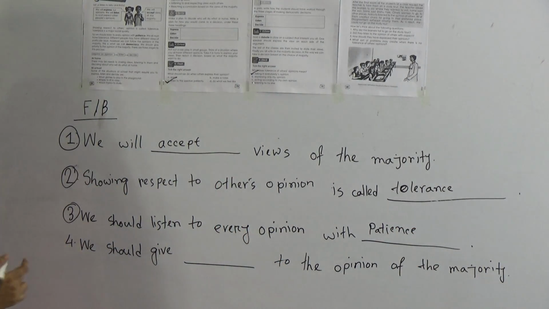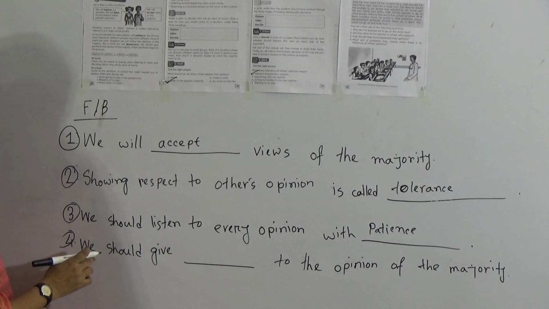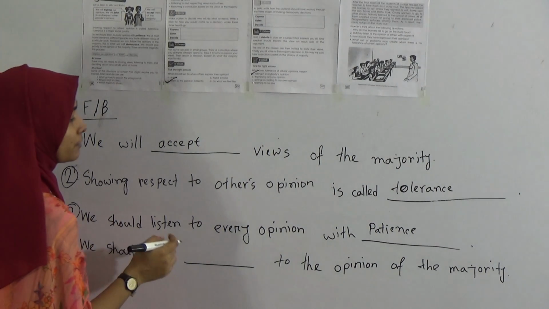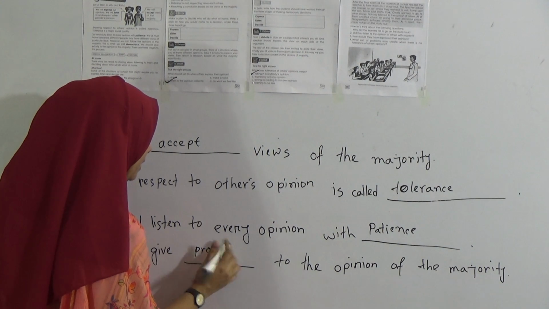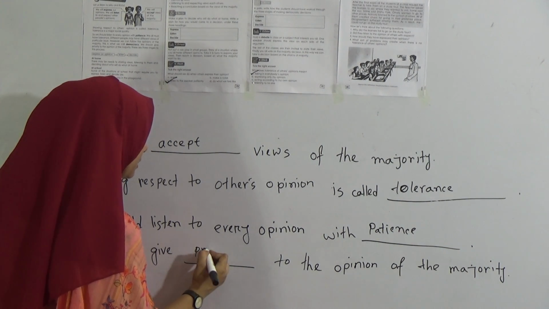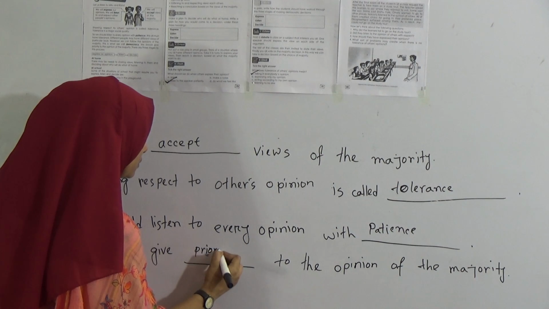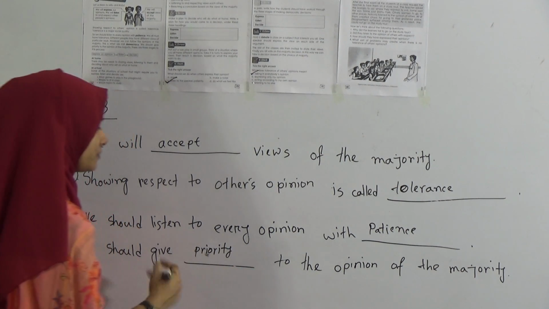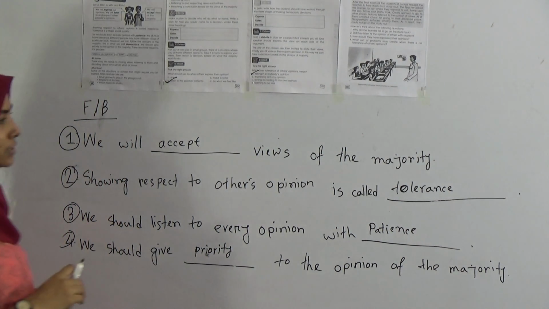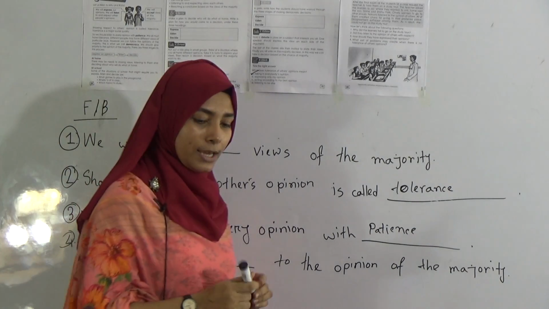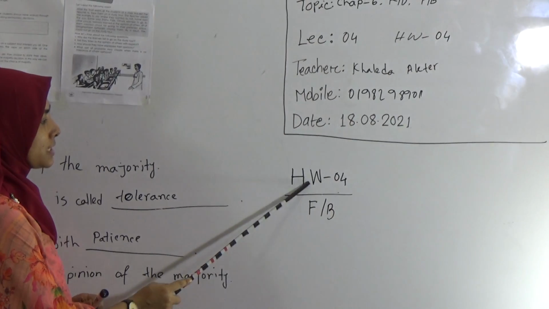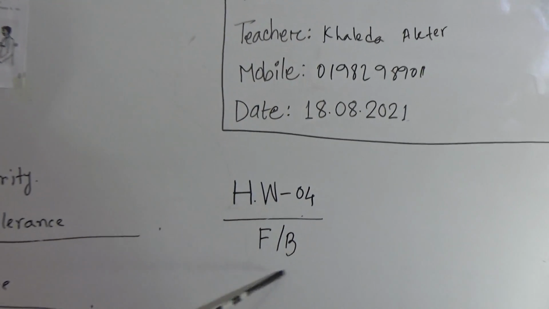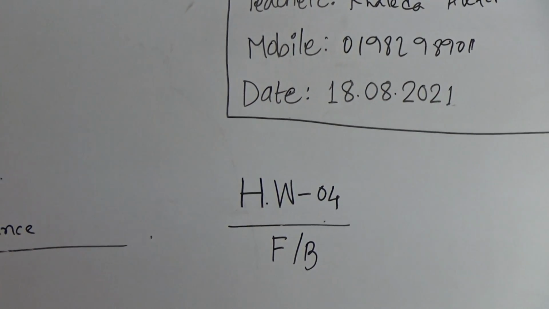Number 3, fill in the blanks. And number 4, we should give dash to the opinion of the majority. So we should give priority. Without priority, we cannot make the decision. So we will give priority to the opinion of the majority. So dear students, you have SW 4, and this is fill in the blanks. You have to do the fill in the blanks and submit this on Saturday.